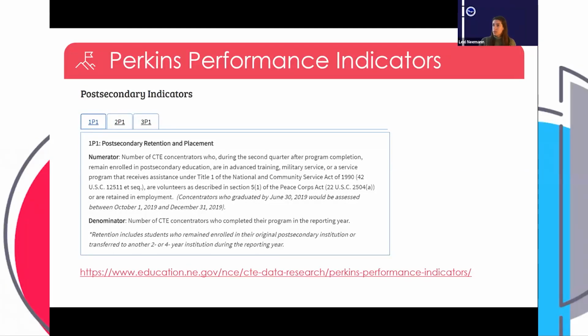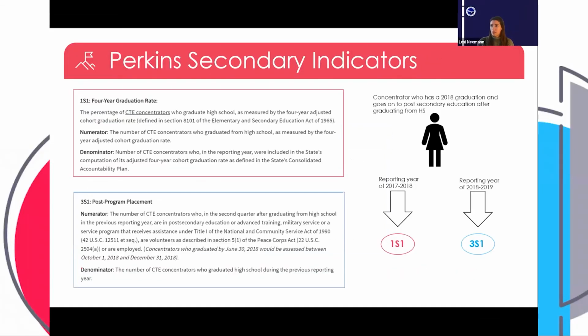So that's a good checkpoint if you're looking at a report and you just don't quite understand why the numbers aren't matching what you think they are. Re-looking at the definitions is probably a good starting place. One of my main questions I always get from data stewards is understanding, at the secondary level, the 1S1 versus the 3S1, because it's actually 2 groups of students, but those students will be reported for both indicators. It's just over a 2-year reporting period.